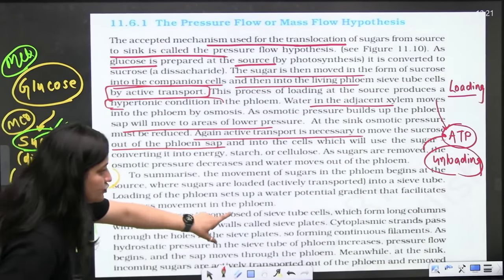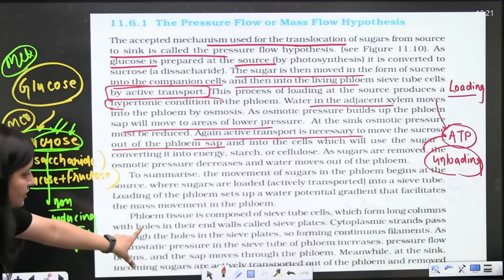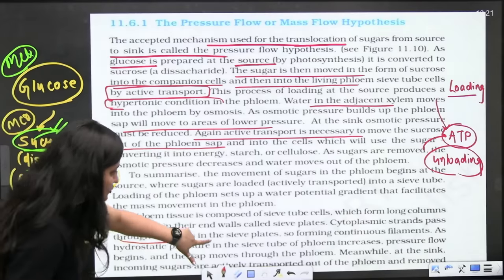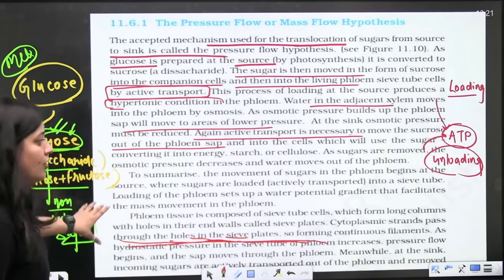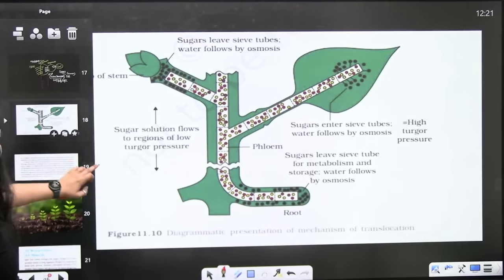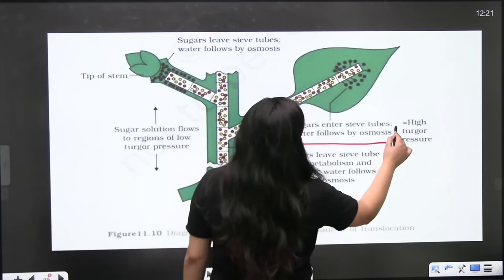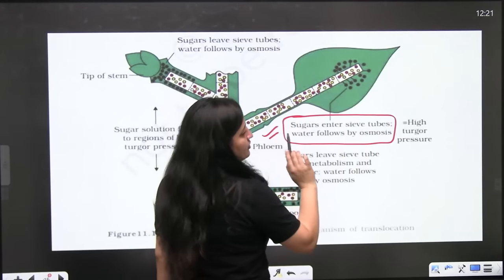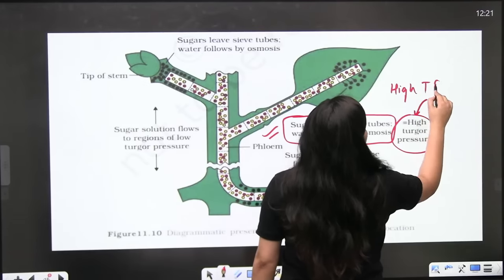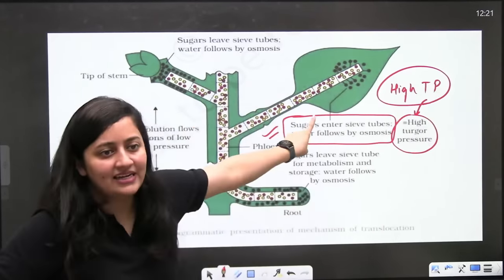Done? So, phloem tissue is composed of sieve tube cells. I told you they are going to form long columns with the holes, with the sieves, that are the sieve plates. So, cytoplasmic strands pass through the holes in the sieve plates, forming a continuous filament, that's all. So this is how the question will be asked in the paper. If there is any doubt, do let me know. So here you can see sugars enter the sieve tubes, water follows by osmosis, there will be high turgor pressure because water movement is there, that water is going to exert a pressure on the cell wall, so high TP will be there.